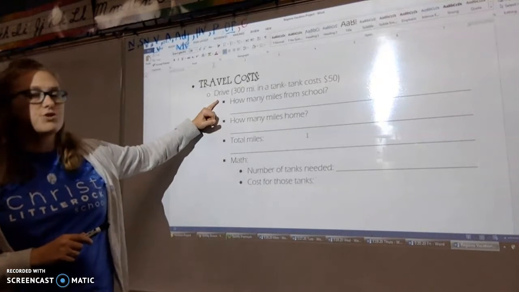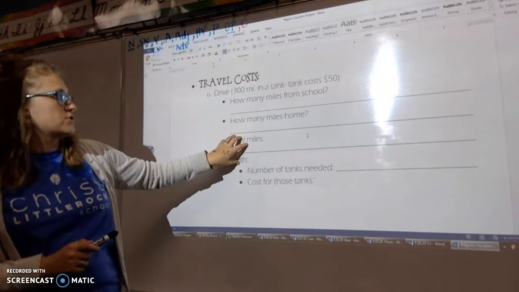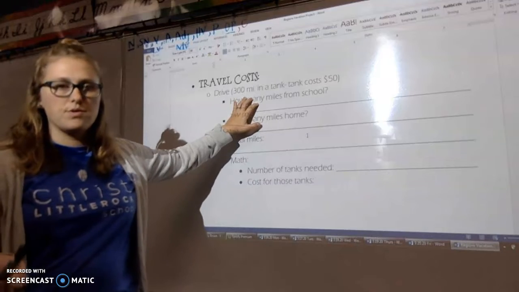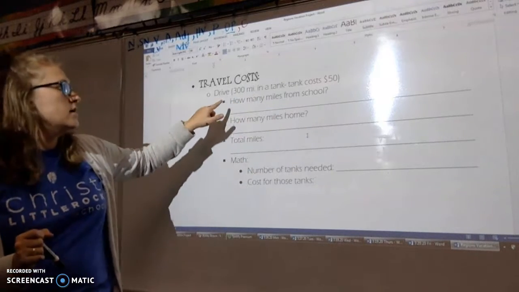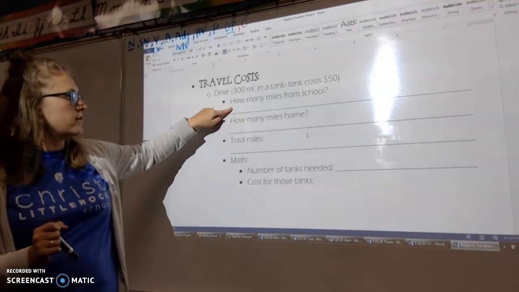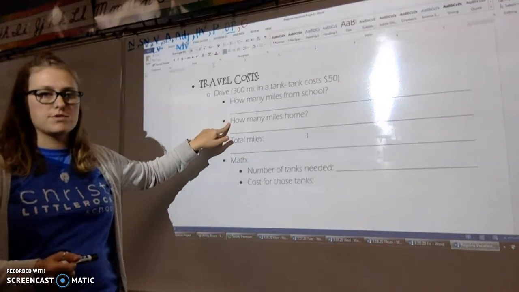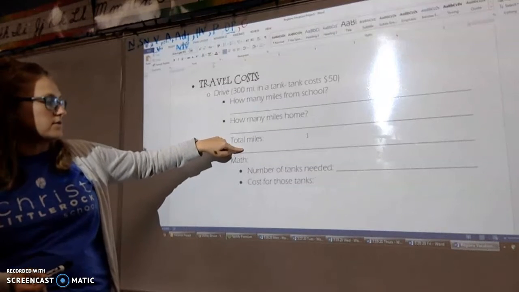So first we're going to look at driving. If you choose to drive, you have to fill out these questions first. So this says how many miles from school. Since you're at home, it might be easier to use your home address versus the address at school. So how many miles from your house to your location? And then obviously how many miles back home? Those two numbers are going to be the same things. So once you add those together, it's going to give you your total miles.